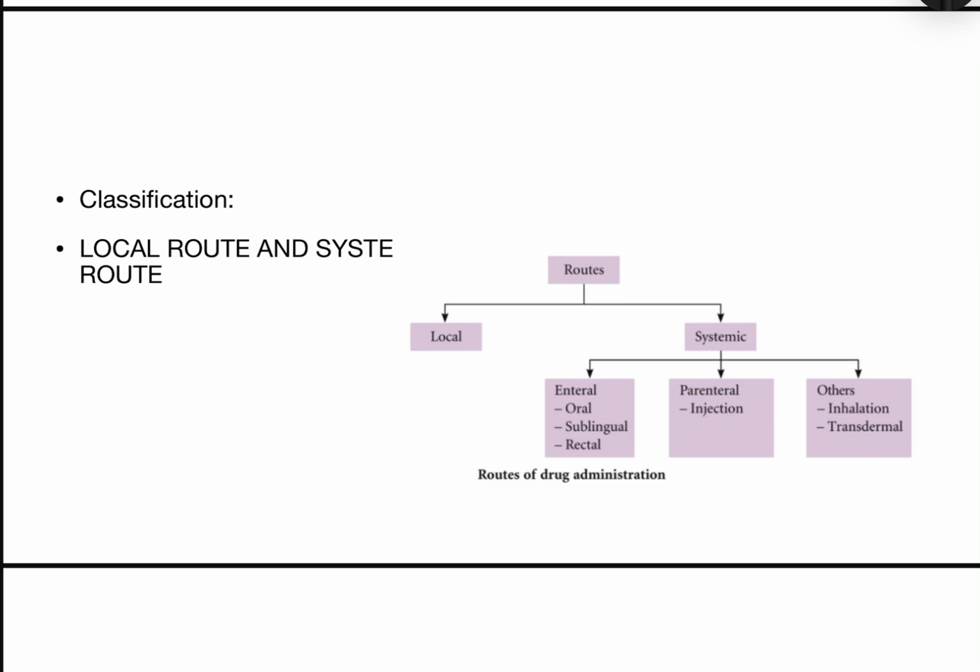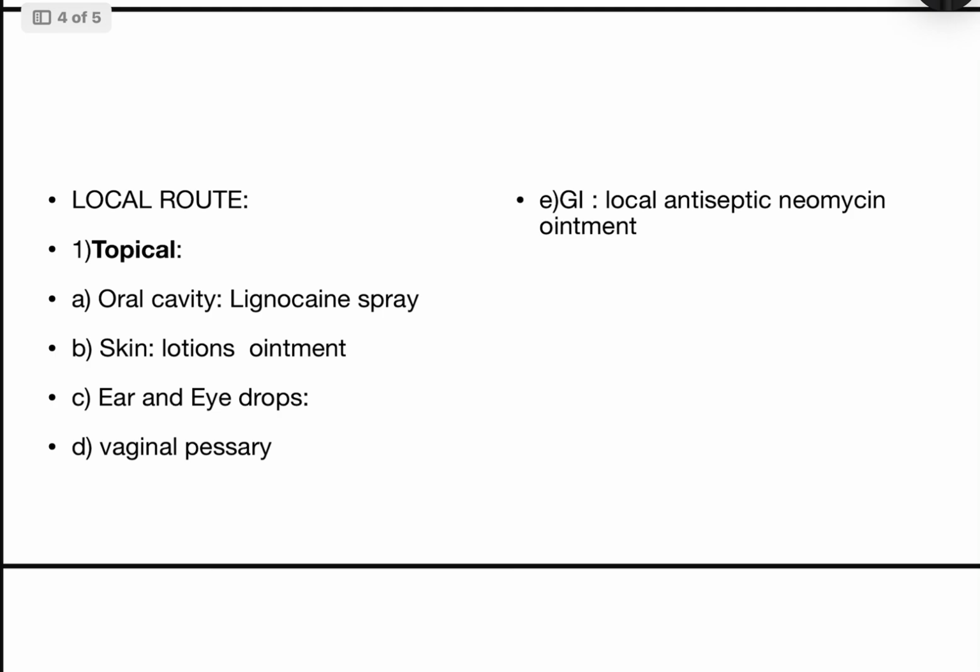The parenteral route of drug administration includes the intramuscular, intradermal, subcutaneous and intravenous routes of administration, and others include inhalational forms of drug administration. And the last is the transdermal patch, like transdermal steroid patches and transdermal diclofenac patches for sustained release of the drug.